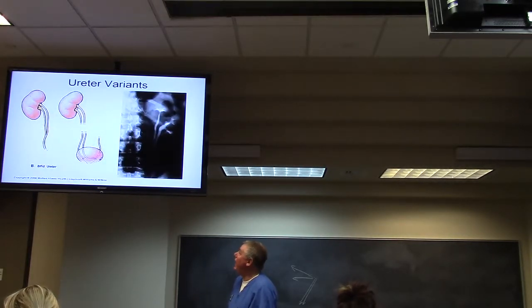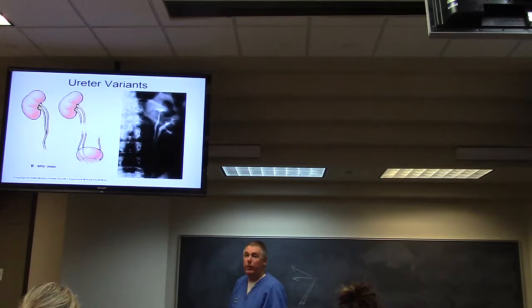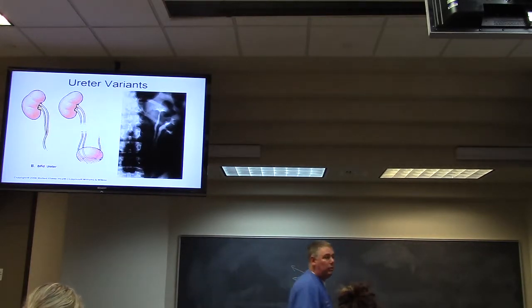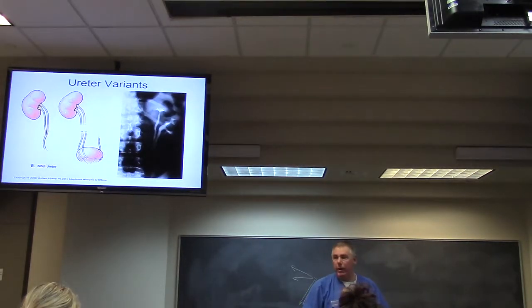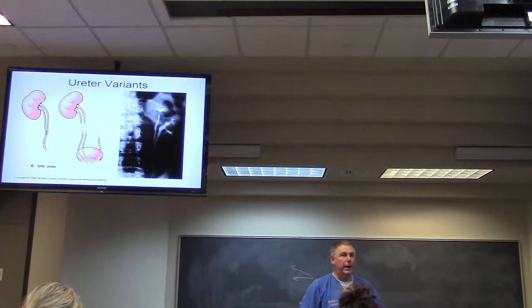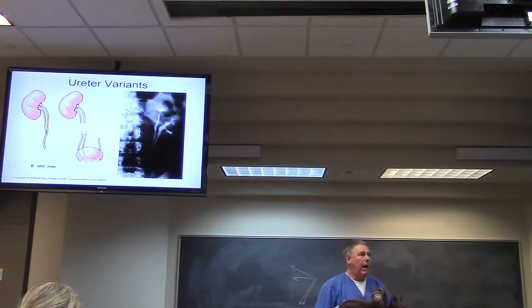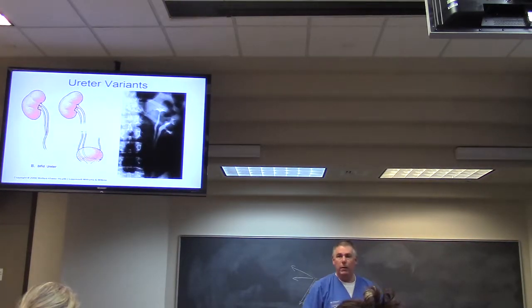Okay? You can have all sorts of variations to the kidneys. Matter of fact, 10% of all people are born with a significant congenital anomaly of your urinary system. 10%, 1 out of 10. That means 3.6 people in this room have a significant anomaly in your urinary system, and you don't even know it.